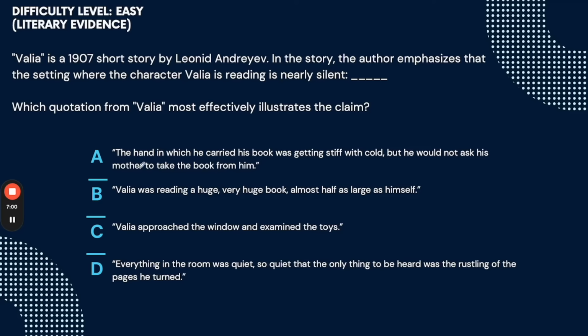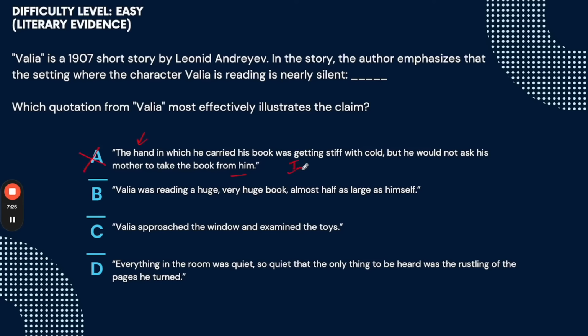Let's read A. The hand in which he carried his book was getting stiff with cold. So we are talking about a hand, and that hand is getting cold. But he would not ask his mother to take the book from him. So it's more about the weather, right? It's cold over there, correct? Is it about the setting being silent? No. It's about how the weather was, right? So this option is irrelevant.